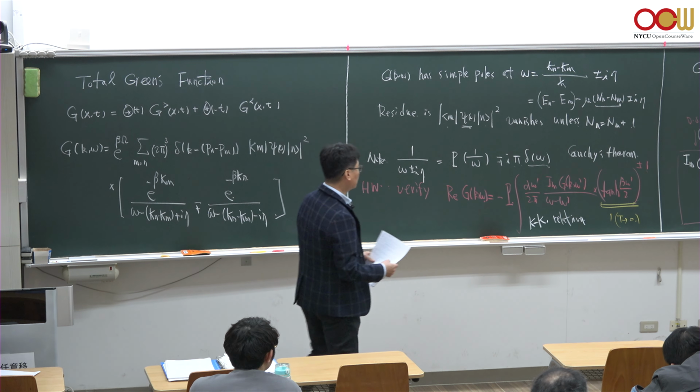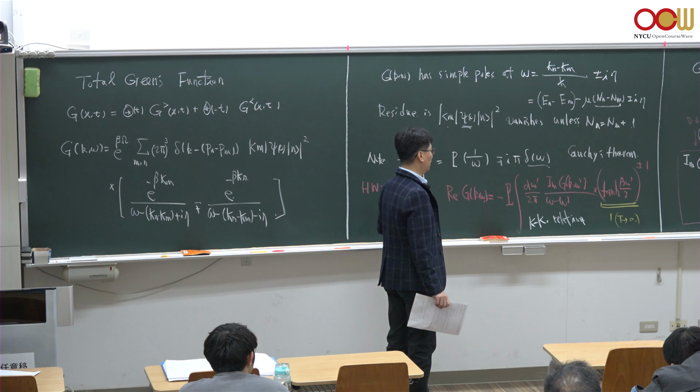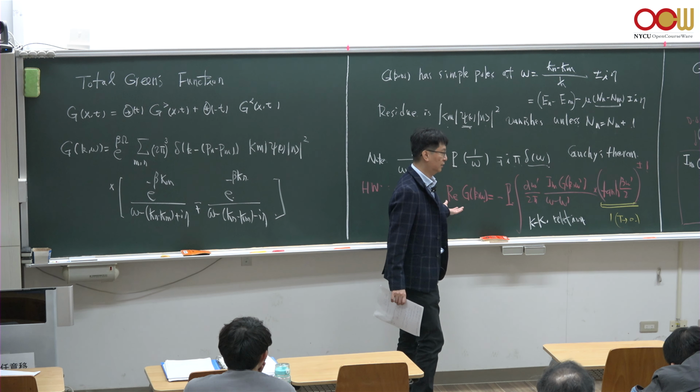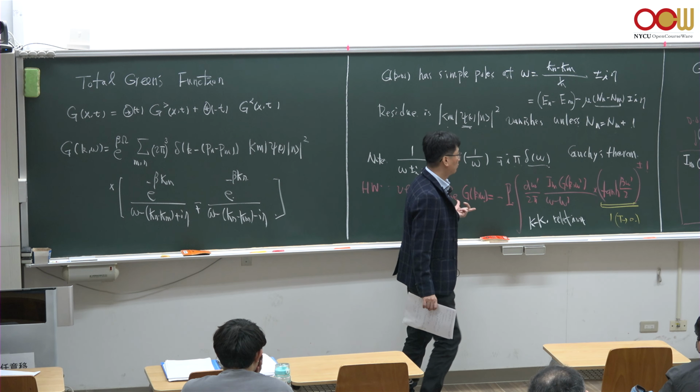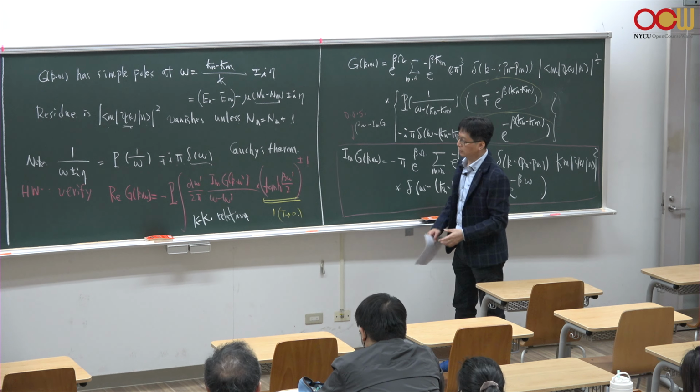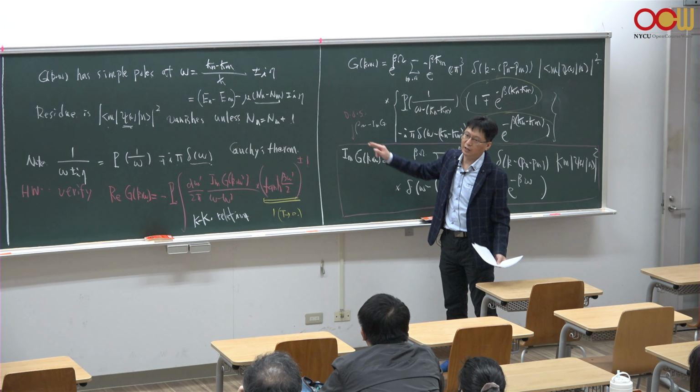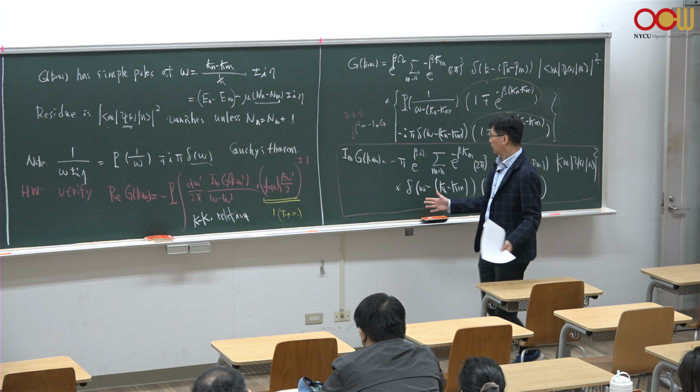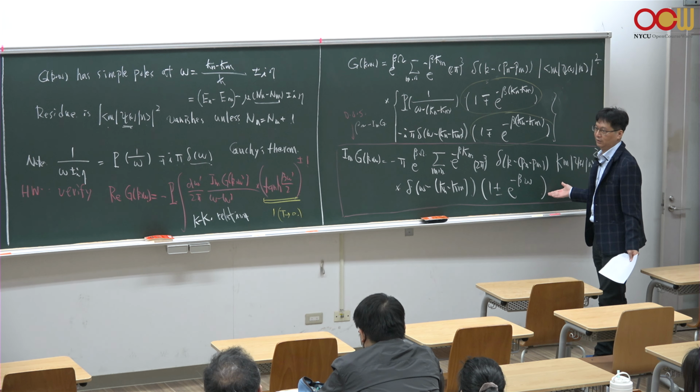So far, this is just a general formulation of the real and imaginary parts of the Green's function in k and omega space. And we know that the imaginary part of the Green's function is related to the density of states, and this density of states is what you measure in the lab. But the problem is, how do we calculate this thing?